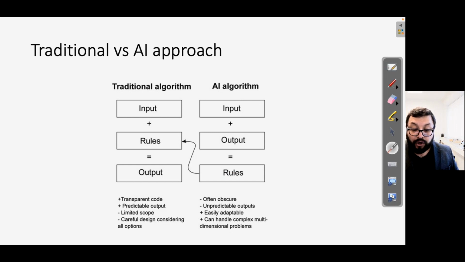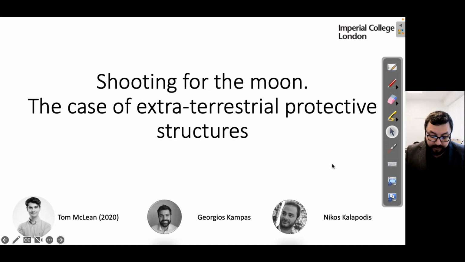Now, the fact that the coder is exempt from considering and including all the potential scenarios makes these codes very, very powerful, especially when we are dealing with large databases and complex processes. So this is, I think, the main difference between the two.